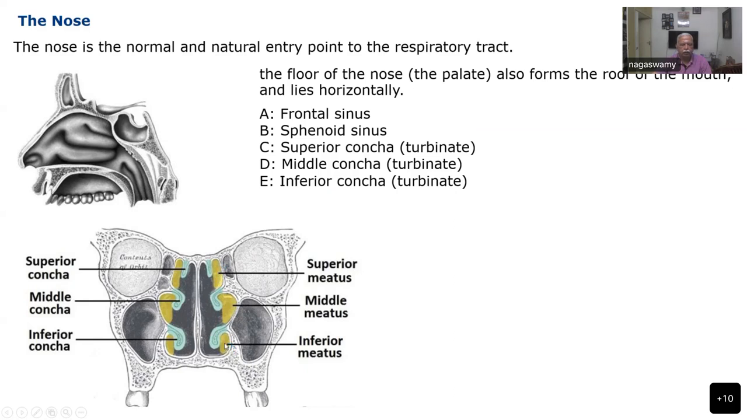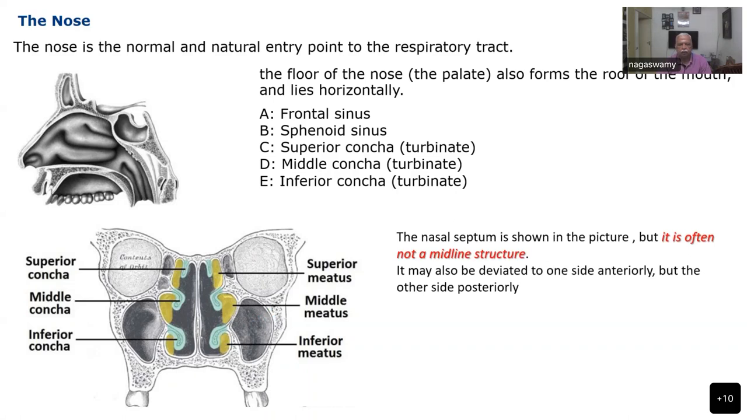So the lacrimal duct opens here, the maxillary sinus and the frontal sinus open here, and the ethmoid sinus opens here. So if the paranasal sinuses get infected, these openings can get blocked, and there is accumulation of fluid and infective material. That is the reason for people developing sinusitis.